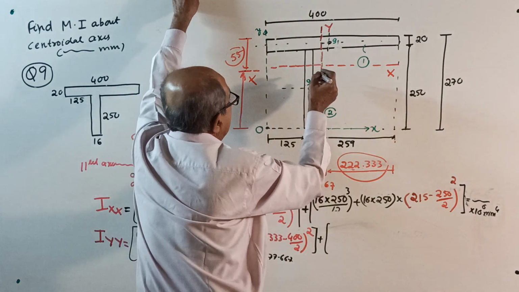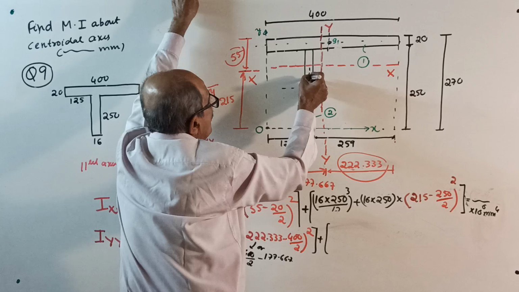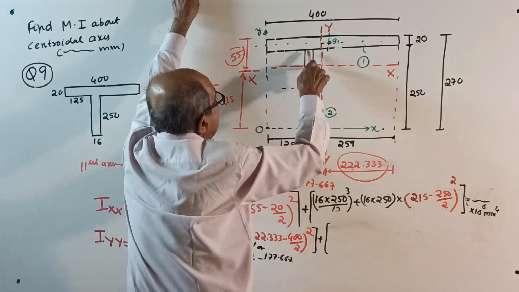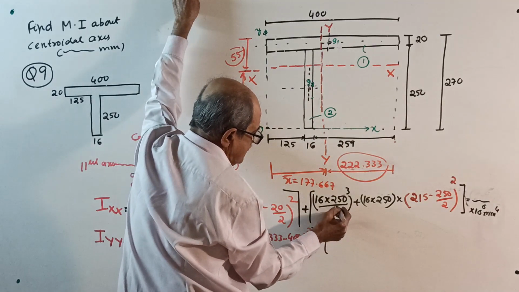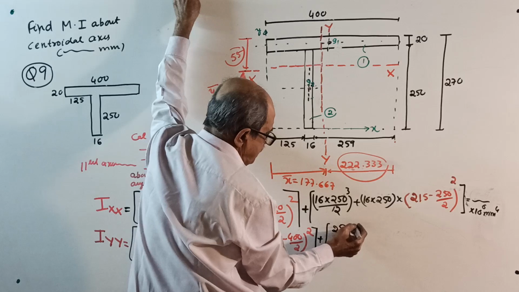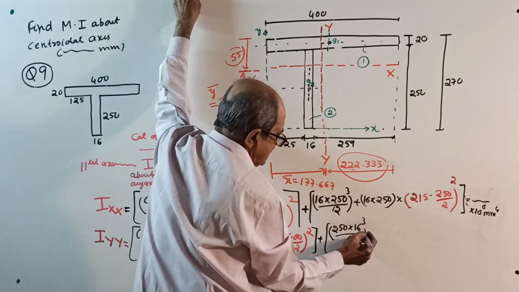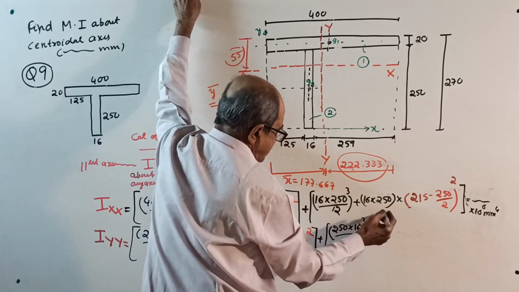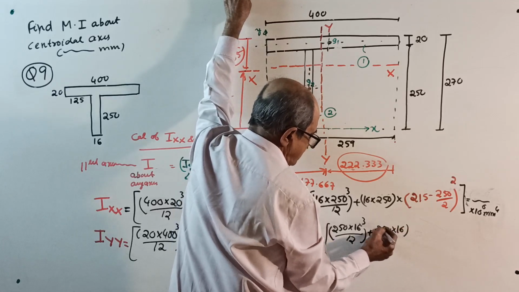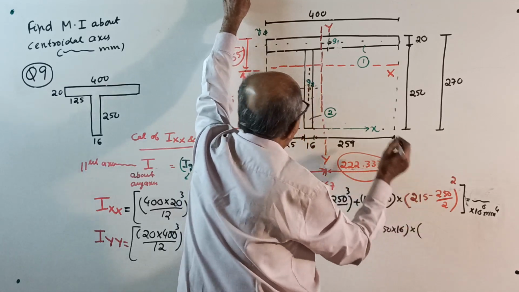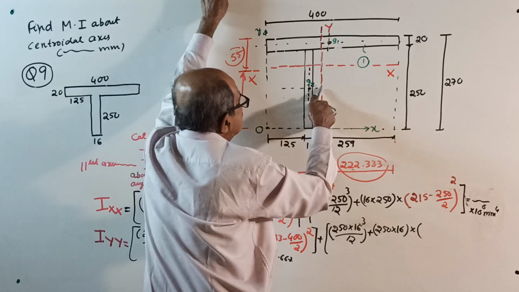Okay, come here. We want about yy. First about its own centroidal axis. See here, this axis. It is 250 into 16 cube by 12, Ig, plus area. 250 into 16 is the area, into the distance from centroid here to this one, this distance square.